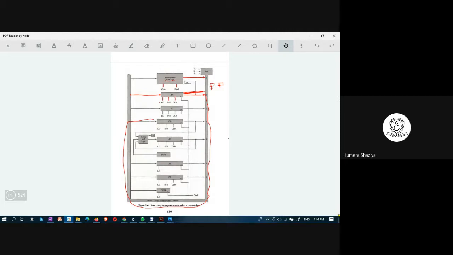Any register can put out its content on the bus, and the bus would carry the content, and that content would be loaded into the register whose LD bit, LD meaning load bit, is 1. If the load bit is 1, then it means that content has to move into that register. Is this point clear? Yes, ma'am.